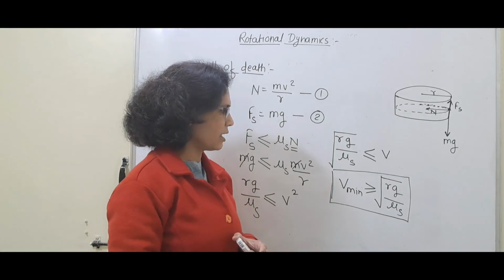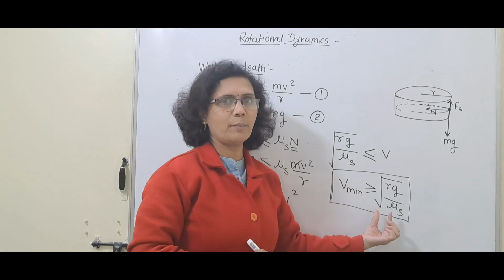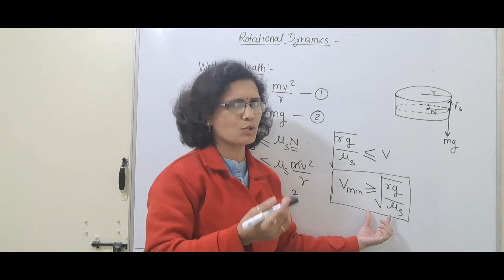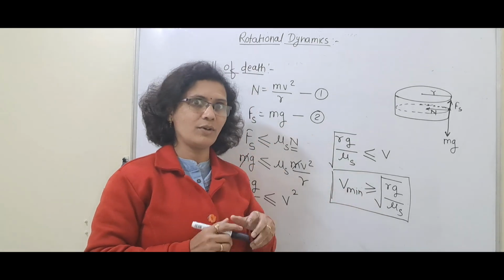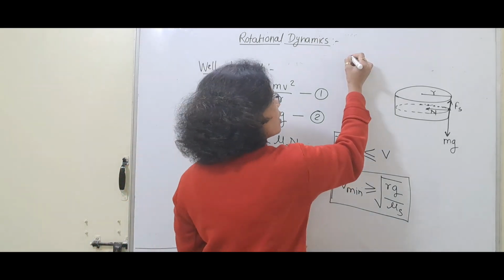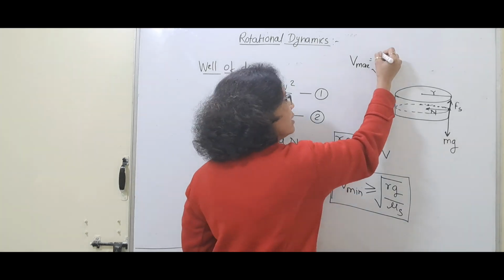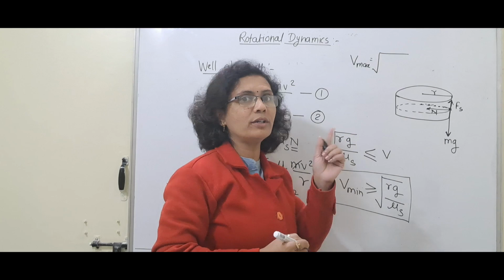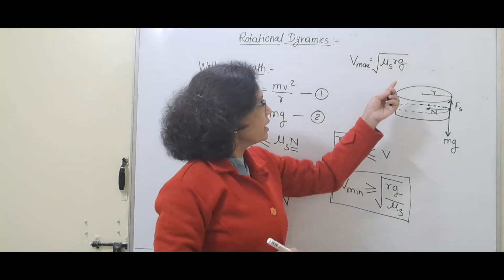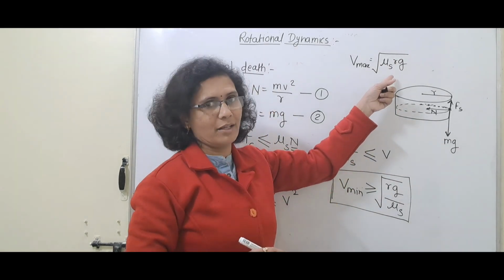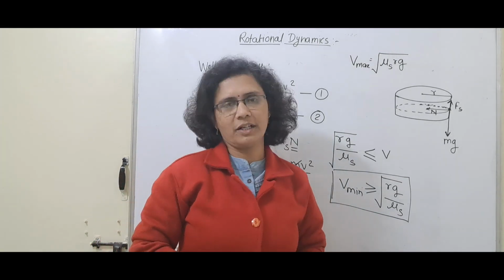If you observe this relation, you come to know that this speed does not depend upon the mass of the motorcyclist or the mass of that motorcycle. This V minimum also does not depend upon m. In the last equation also, what was that equation? That equation was V maximum, the maximum safe speed limit when the car is moving along a horizontal curved road, that was square root of mu s into Rg. In this also the m quantity is not there. This speed and this minimum speed also do not depend upon the mass of that vehicle.